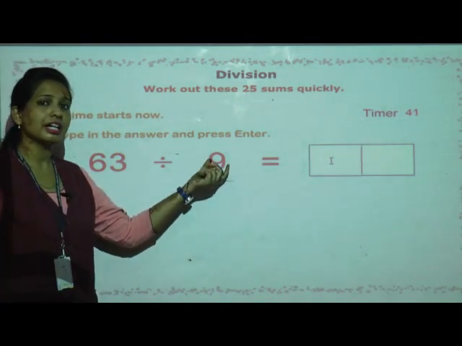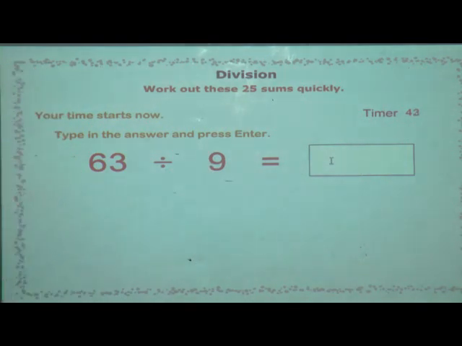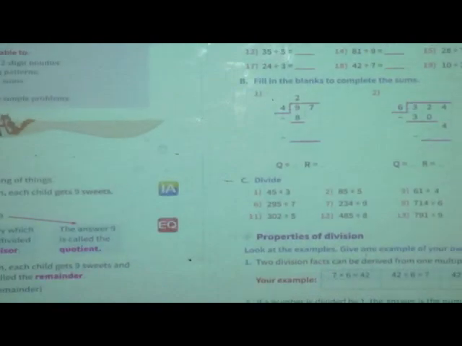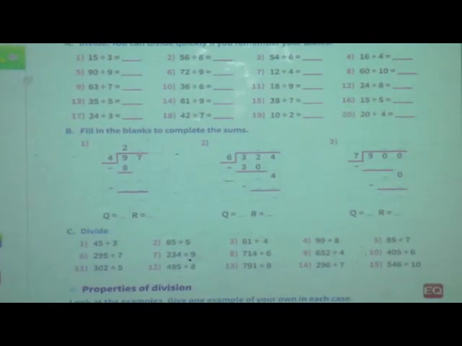Now you have to see, this is the dividend and this is the divisor. Now you have to see in the 9 table where 63 comes. Yes, in 7. Okay, in this way you have to learn to solve quick division. Okay, now we will solve the recall exercise.